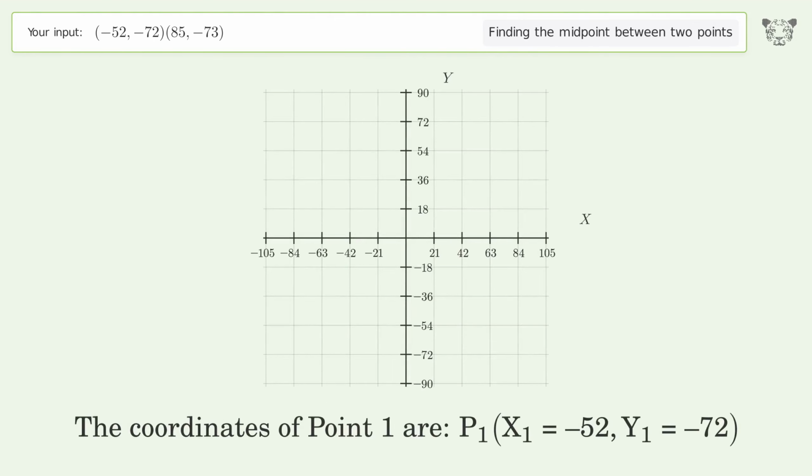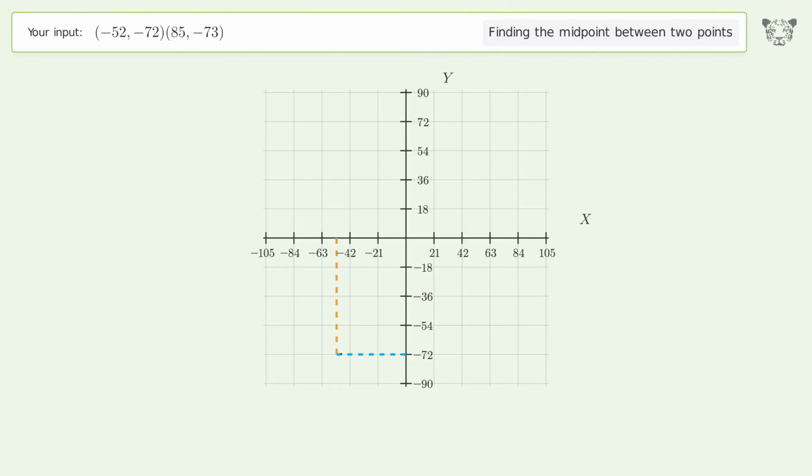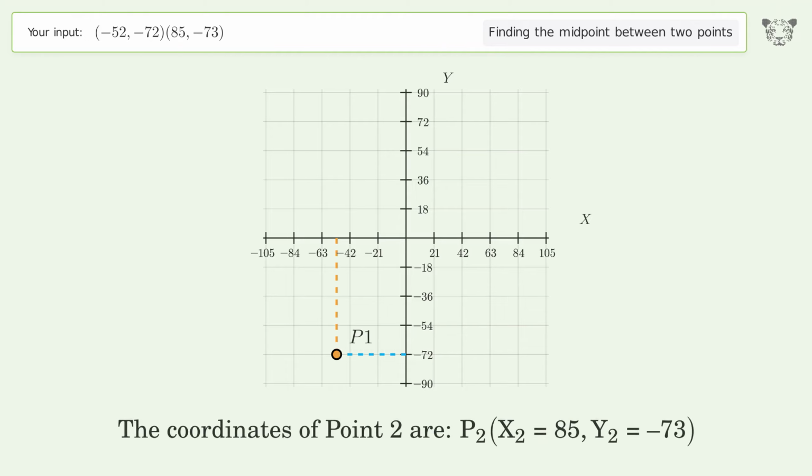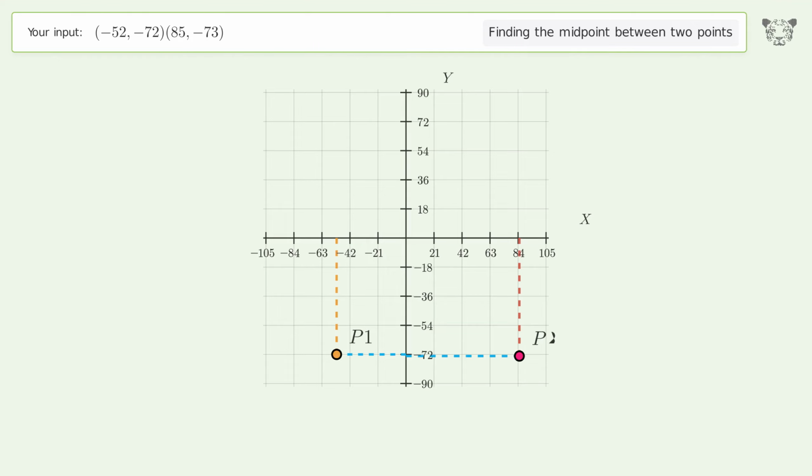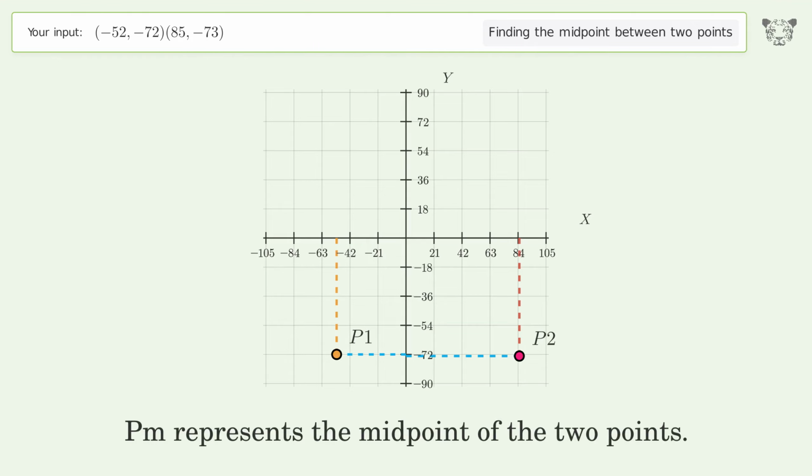The coordinates of point 1 are, x1 equals negative 52, y1 equals negative 72. The coordinates of point 2 are, x2 equals 85, y2 equals negative 73. PM represents the midpoint of the 2 points.